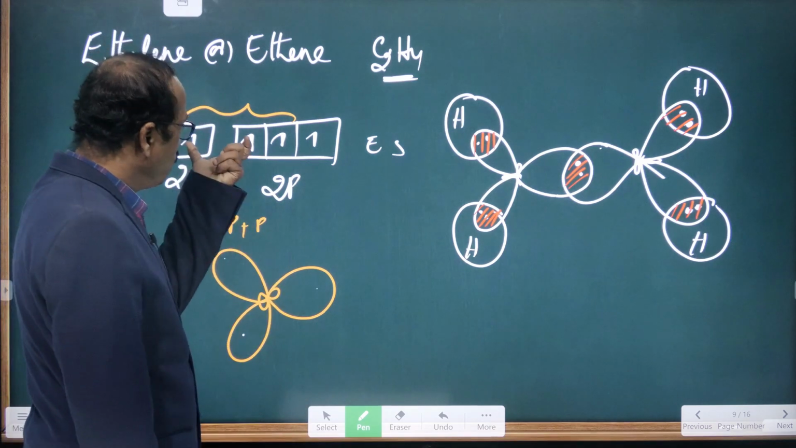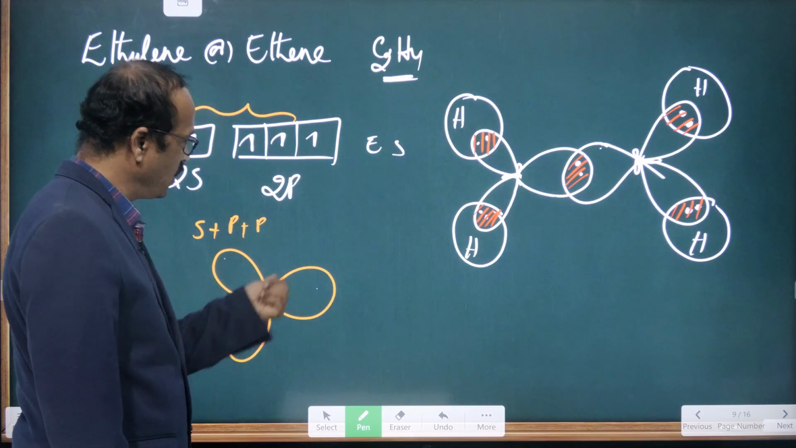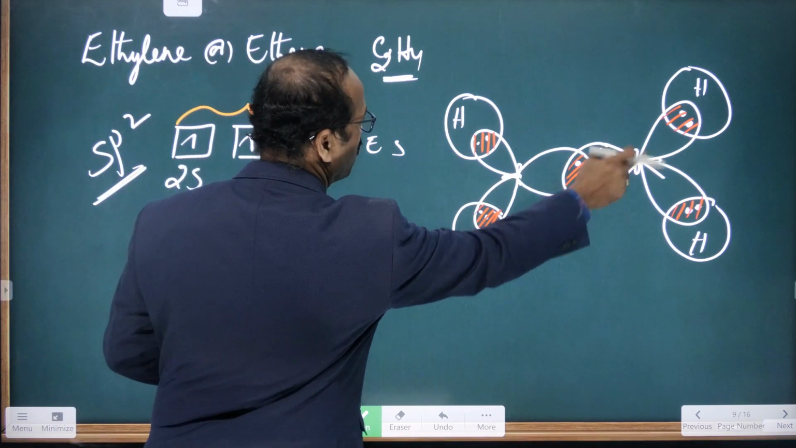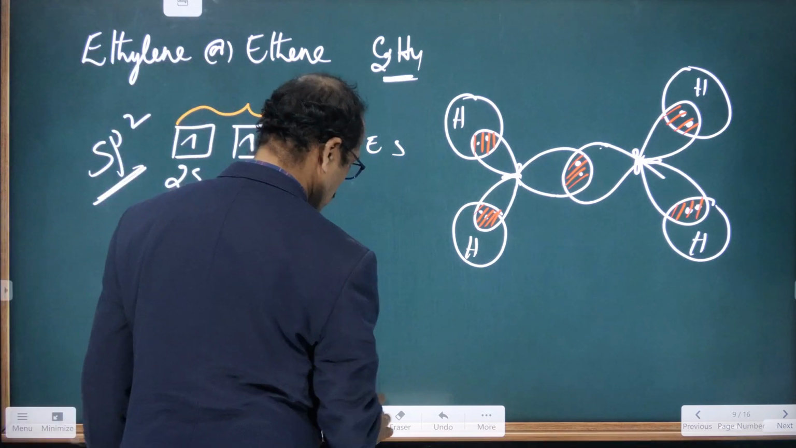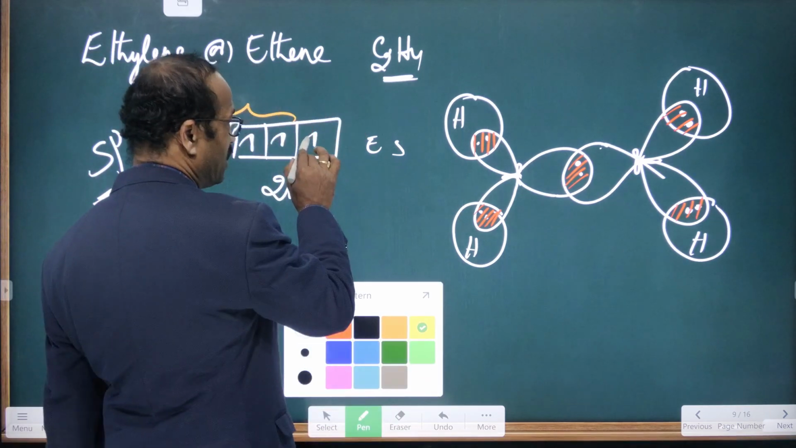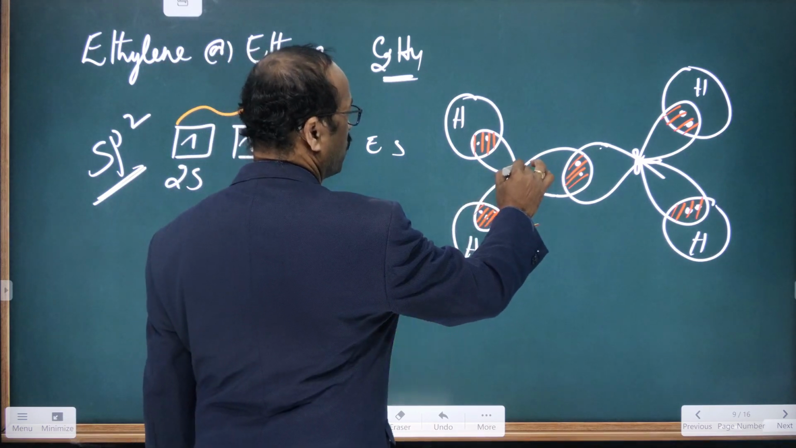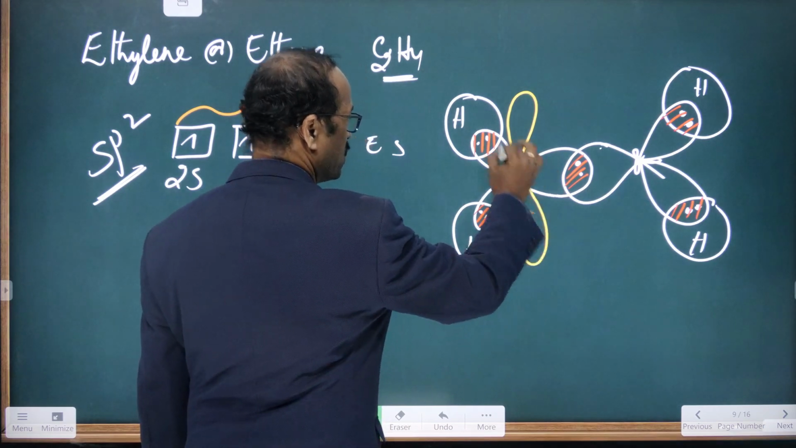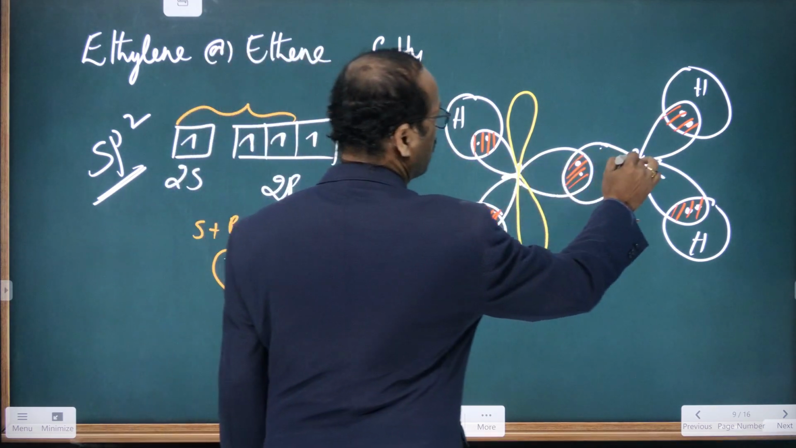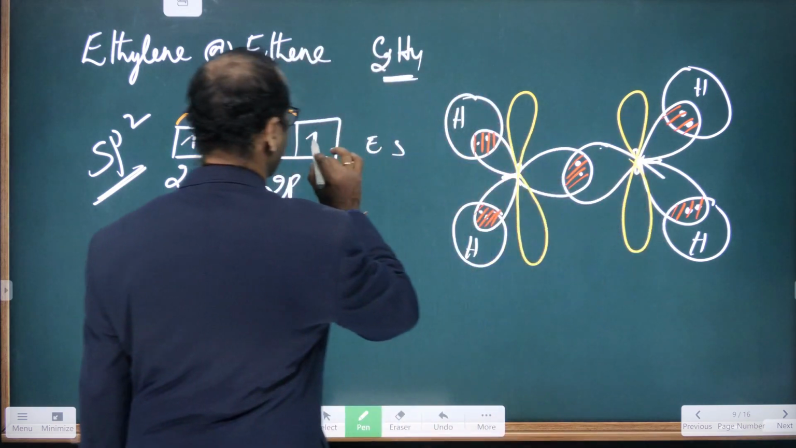Now in the carbon, how many electrons are there? Actually 4, but only 3 are participating. 1, 2, 3. But the fourth electron is left. That fourth electron is present in which orbital? Pz. The p shape is what? Dumbbell. This is not undergoing the hybridization. The p orbital is there, here also not undergoing the hybridization. The fourth electron is there.